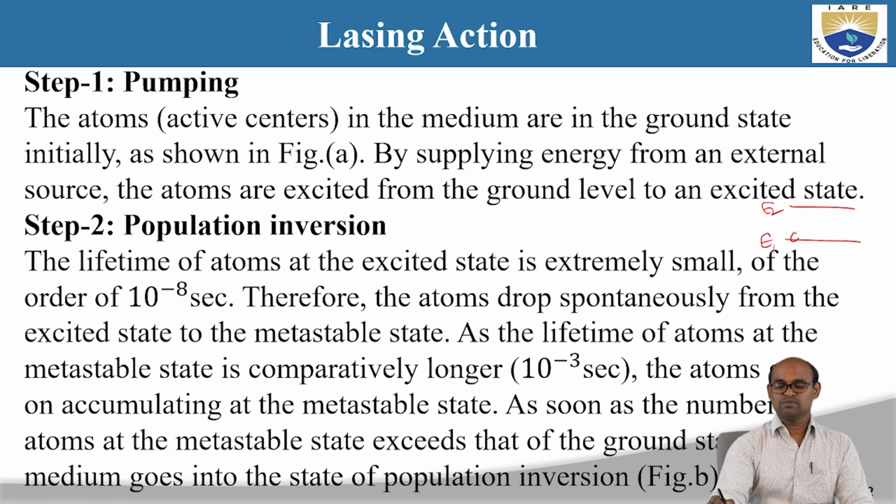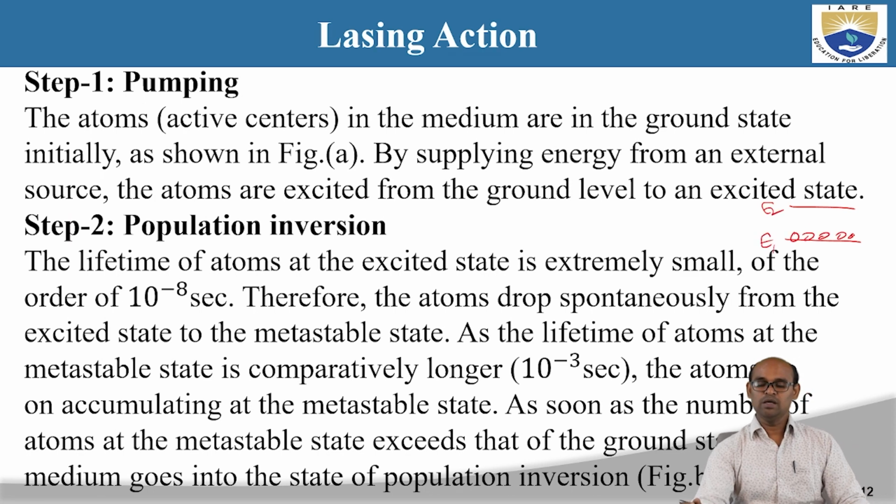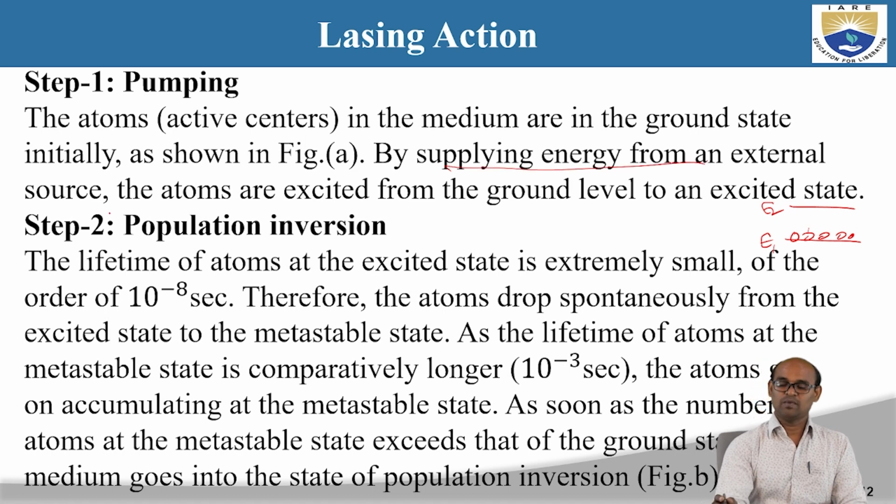So you have many atoms in the ground state. To achieve population inversion fast, we need to send all these atoms to the excited state. To send all these atoms to the excited state, we supply energy, and this energy can be in the form of light, which is called optical pumping. So we supply energy in the form of light, which is called optical pumping.